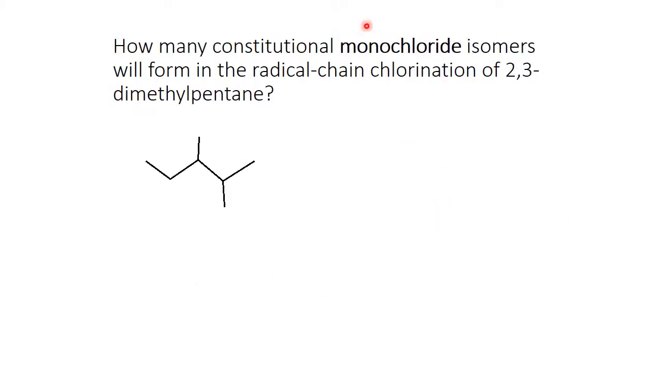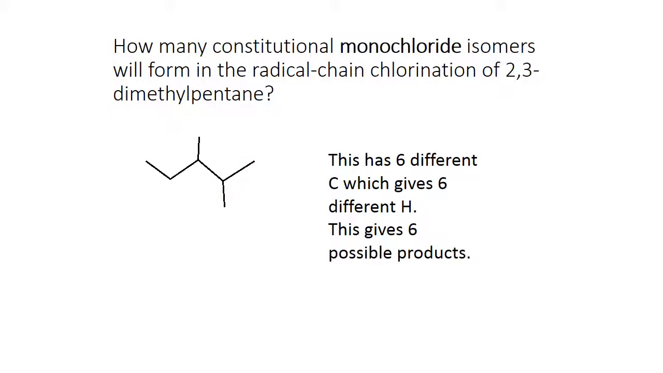How many constitutional monochloride isomers will form in the free radical chlorination of 2,3-dimethylpentane? So basically, this question is saying how many isomers can you get of one chlorine adding to this in a free radical reaction? To do this, we've done these kind of problems before. What you do is you count the number of different carbons. 1, 2, 3, 4, 5, 6 different carbons will give you 6 different products.